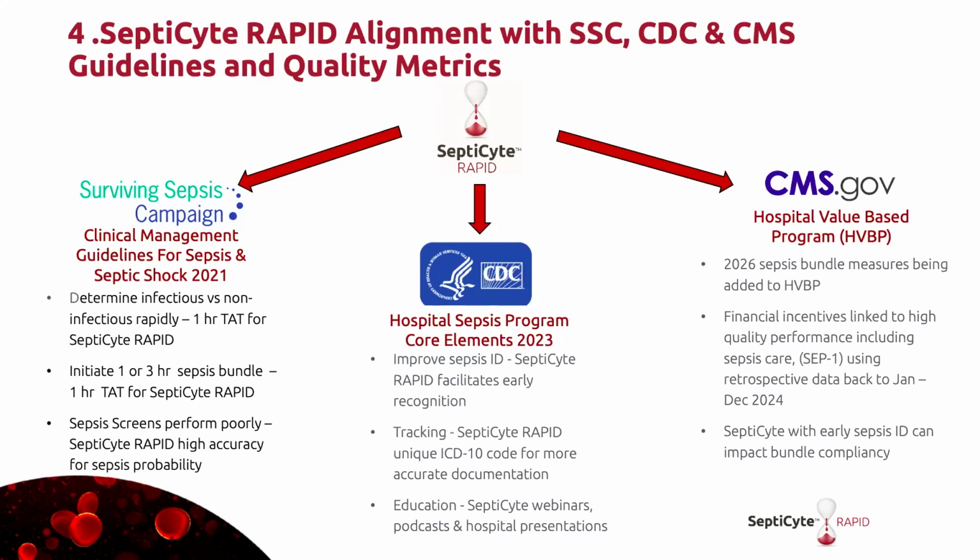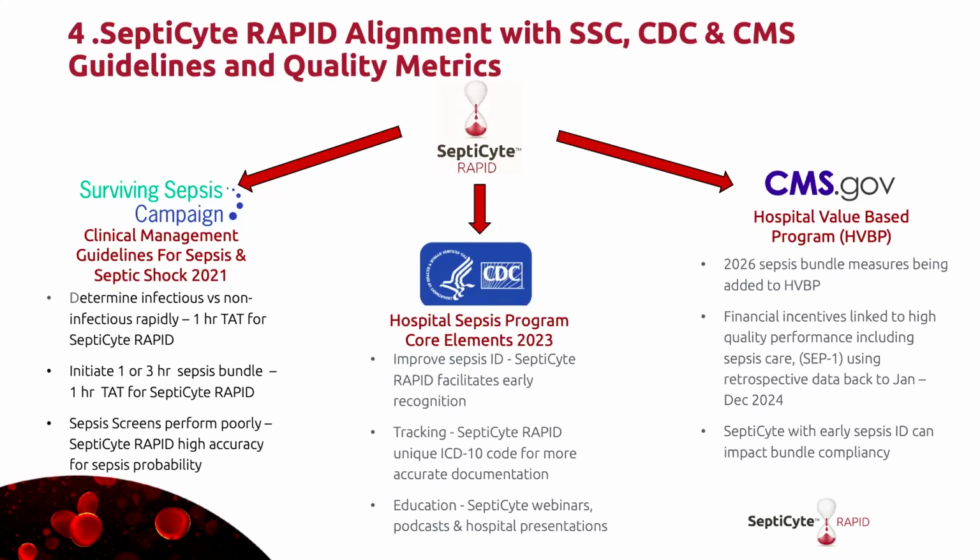Surviving Sepsis Campaign has also pointed out that the majority of our sepsis screens that we presently use are very sensitive, but not very specific, and Septicyte Rapid has high specificity, improving that probability from a diagnostic standpoint.